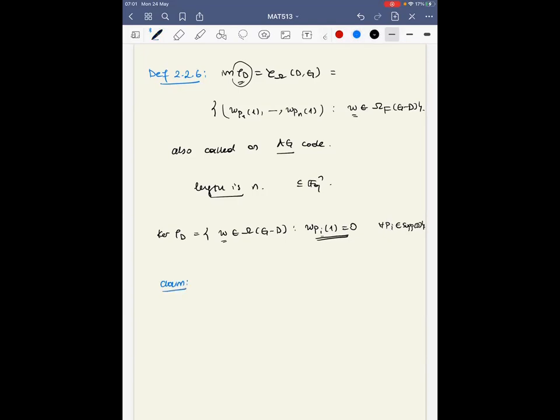Our first claim will be: for a given rational place P and a Weil differential omega, which might have a pole at P of order at most 1, its local component at P of 1 is equal to 0 if and only if indeed it has no pole at P.